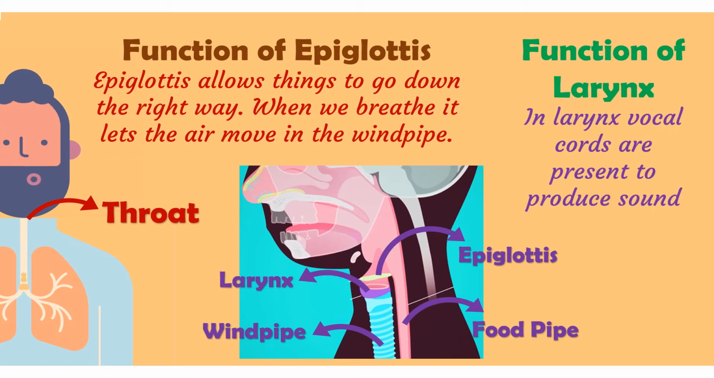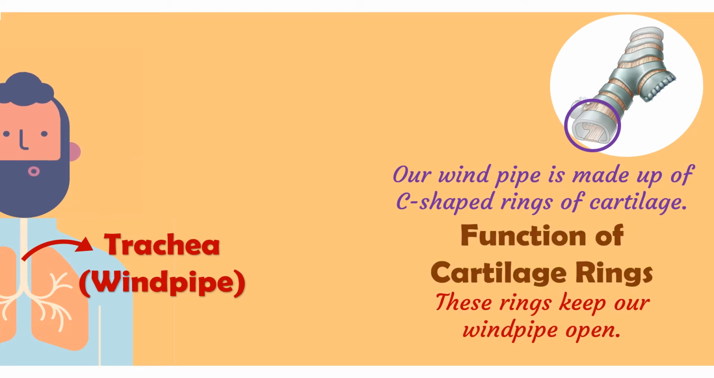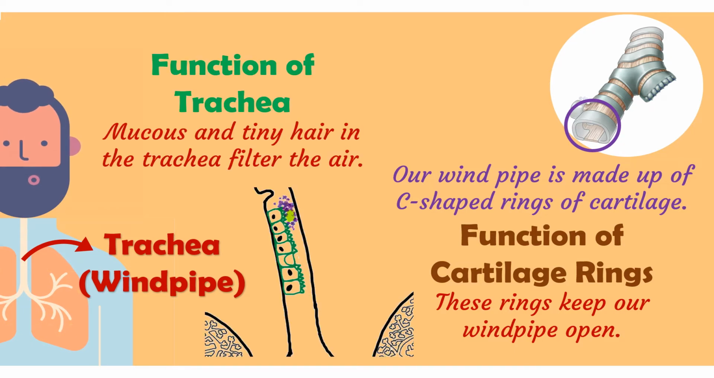The function of the larynx: in the larynx, vocal cords are present to produce sound. Our windpipe is made up of C-shaped rings of cartilage. Cartilage is a white, soft bone. These rings keep our windpipe open for the entry and passage of air. From the throat, air moves to the windpipe. Windpipe is called trachea. There is mucus and tiny hair inside the trachea which filter the air.